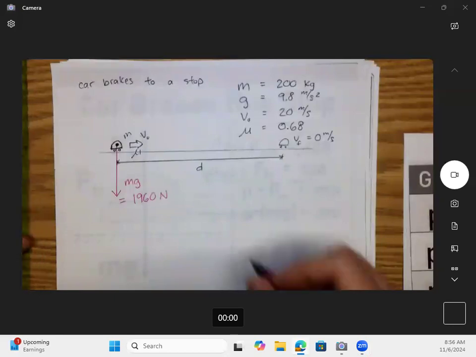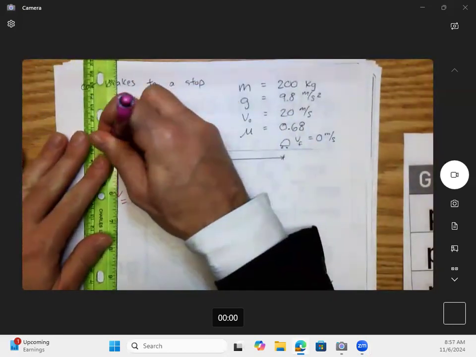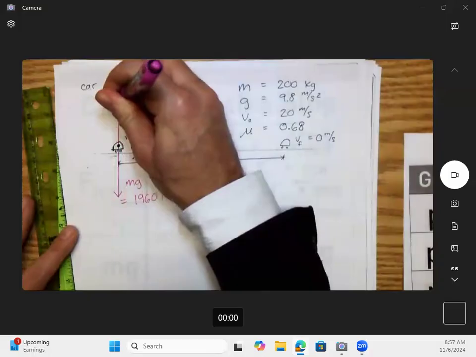1960. Then what's holding the car up? Normal force, F sub n. And what's that equal to?